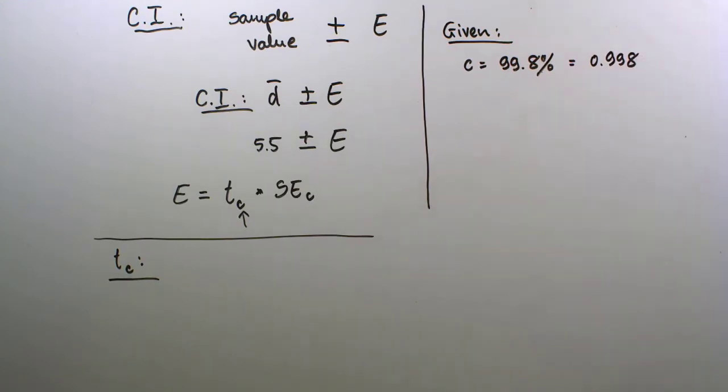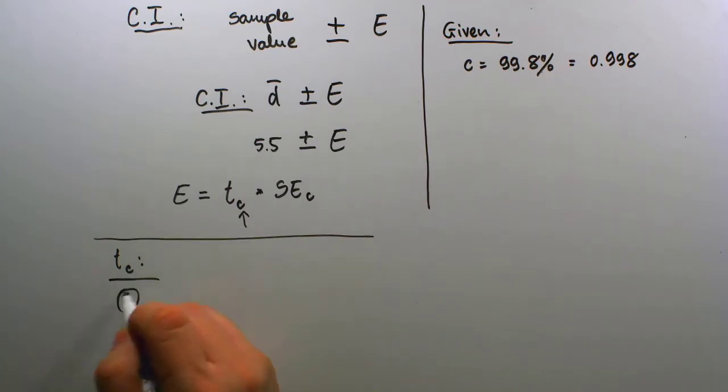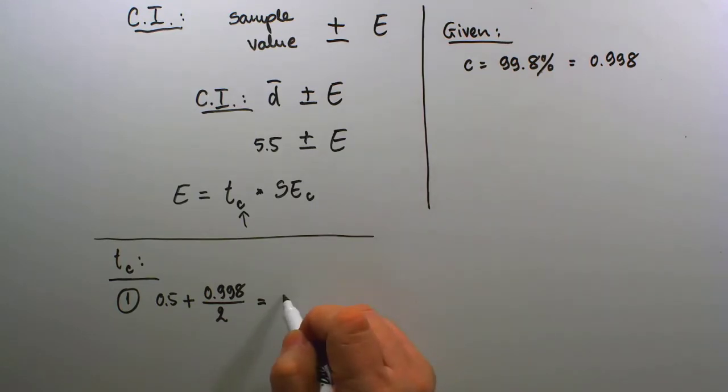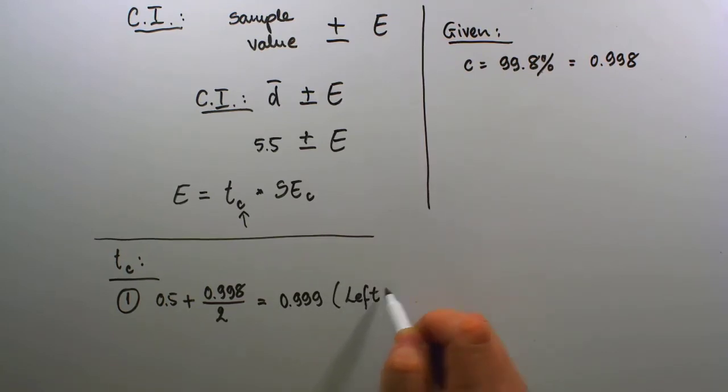0.998. So now the first step for calculating T sub c, we are going to go with 0.5 plus half of our confidence level. So 0.998 over 2. My calculation came out to be 0.999, and we refer to this as some left area.